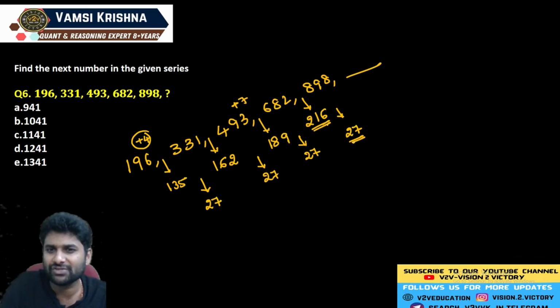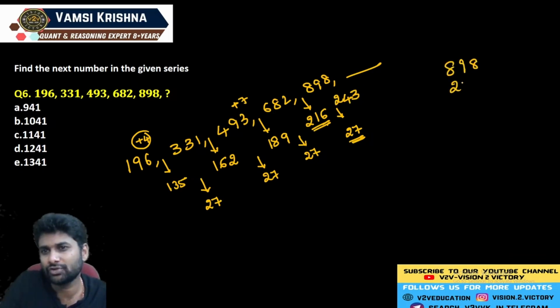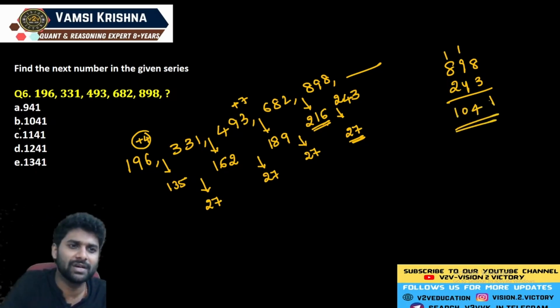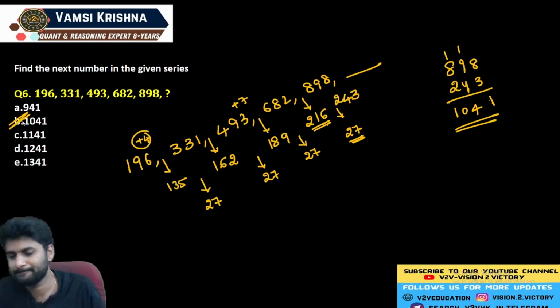So 216 plus 27. So again, you should increase: 6 plus 7 is equal to 13. It's a 4, 243. Now 898, 243 is your result. So your answer is 1041, guys.